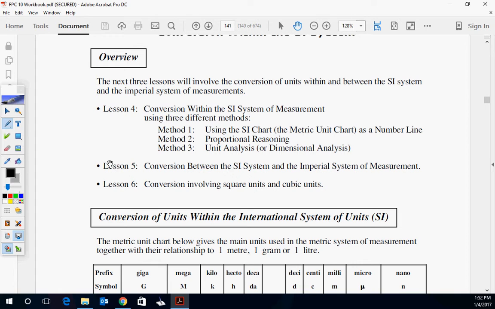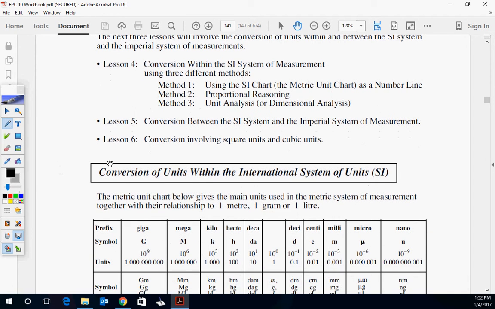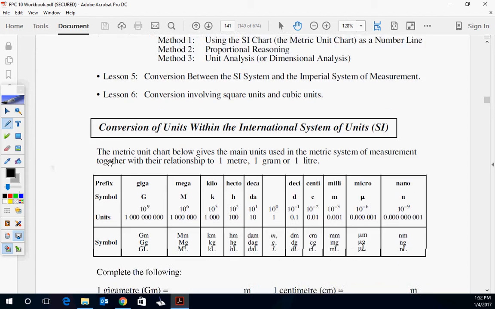Okay, and then 1 is using the SI chart, which is just using this chart here, which you're given on your formula sheet. Okay, if you're wondering what do I get for my test, that back page of your book, that formula page, is what you get. Okay, so that little bar line there, that is the conversion chart. Okay, we're going to talk about that here. Okay, so that's lesson 4. Lesson 5, conversion between SI and imperial. Lesson 6, conversion involving square units and cubic units.